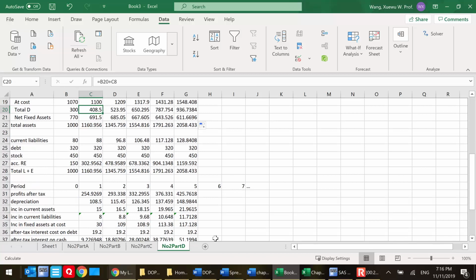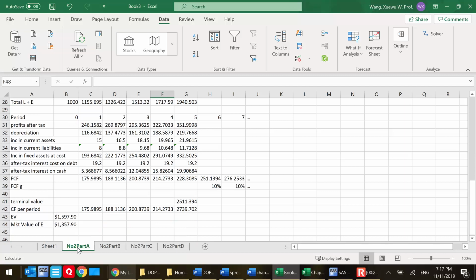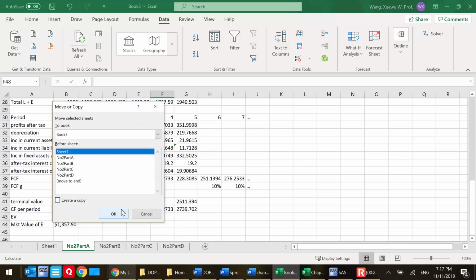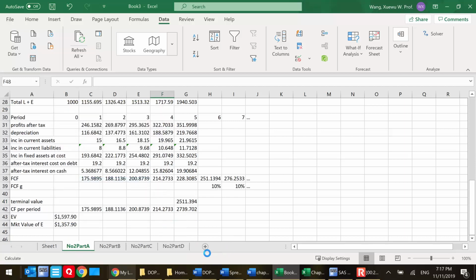All right, so part E. Let's look back at part A again. I'm going to make another copy here, and I'm going to move this to the end. So let me call this part E. I'm always trying to save a little effort or save a little time here. This might be very important in your exams.